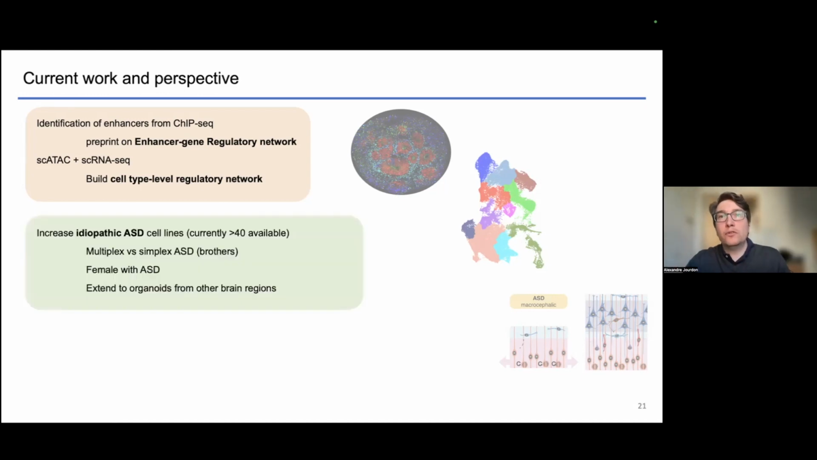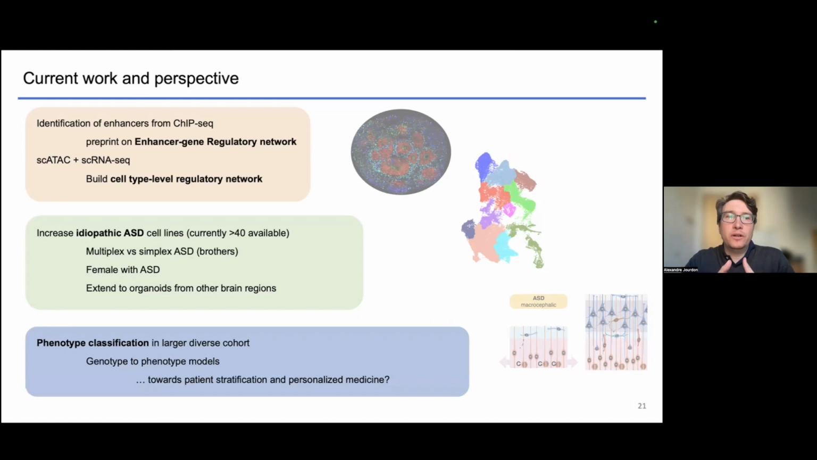We're also conscious, of course, that this study is just a first study and that we need to replicate it and expand the diversity. We're barely scratching the diversity of human genetics and ASD genetics. And so we are trying to collect more and more ASD individuals. We currently have more than 40 available in our lab and are trying to expand that even more. We're also trying to expand with ASD from female individuals and to also extend our differentiation protocol to include other regions or other protocols.